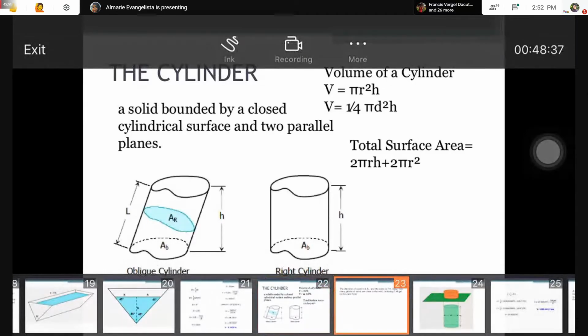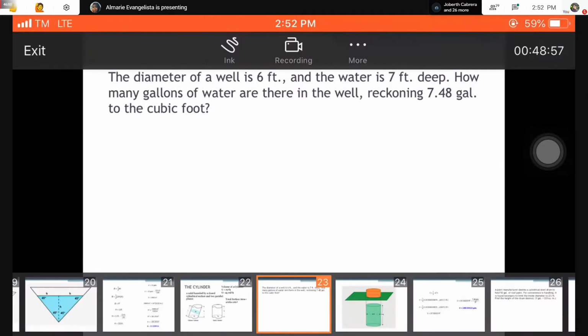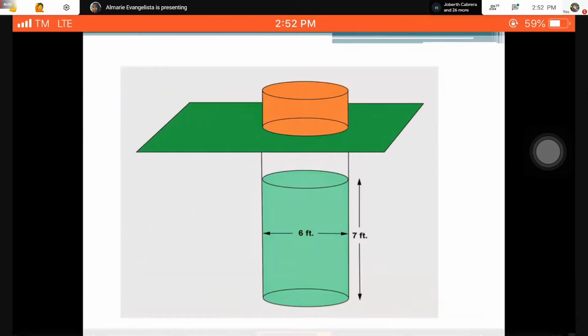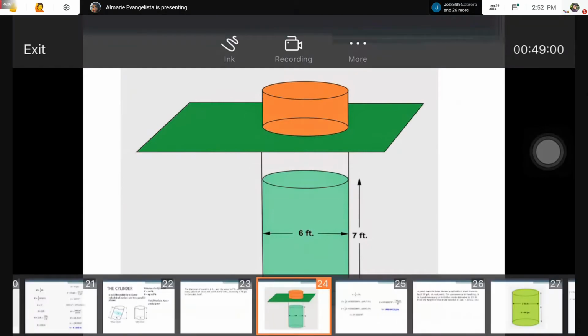Yan, 6 feet yung diameter and yung water, meron siyang height na 7 feet. Tatanong, how many gallons of water? Ano daw yung volume? So, ito yung figure para hindi kayo mahirapan mag-visualize. So, ayun guys. Wait ko yung sagot nyo. Kaya nyo yan.